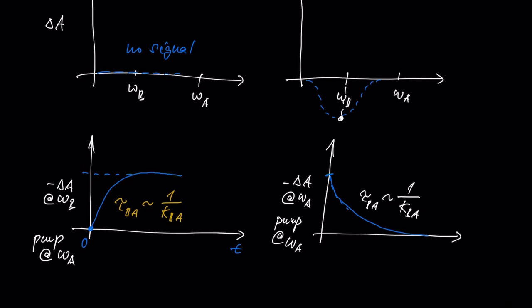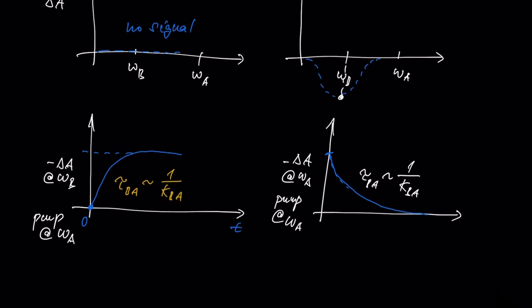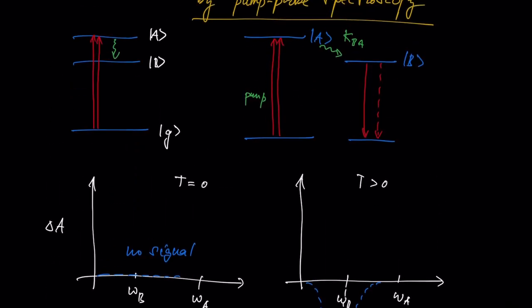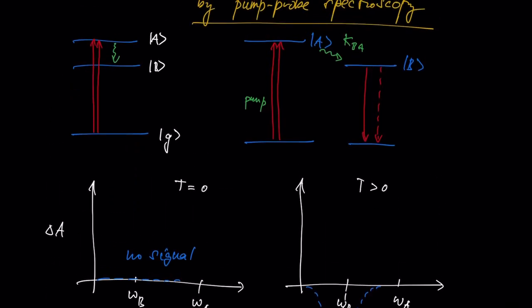1 over K BA. I mean, the amplitudes of those initial signals, or let's say of the initial signal and the decay signal, they don't have to be the same. If the transition dipole moments were the same, the amplitude of this two color pump probe that is pumping at one frequency and probing at another frequency would be smaller than the initial amplitude of the pump probe on that two level system.